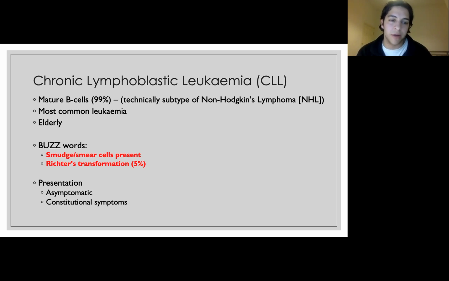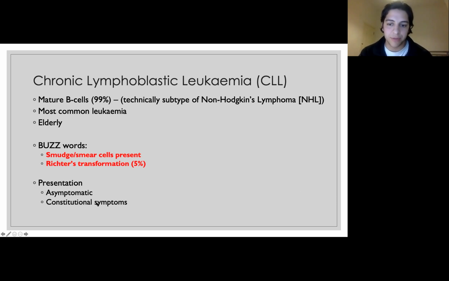It's not that common, only occurs in about 5% of cases of CLL, but Richter's transformation, around 5% will transform into high-grade non-Hodgkin's lymphomas. And it may be indicated by the presence of B symptoms. And again, we'll talk about B symptoms when we discuss lymphoma. So presentation of CLL, it's almost the same as CML. So asymptomatic, constitutional symptoms, things like lethargy, bleeding, recurrent infections, etc.